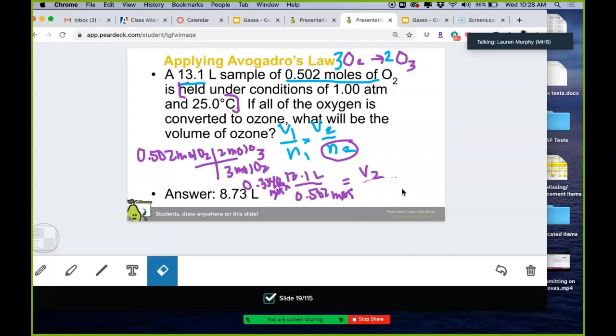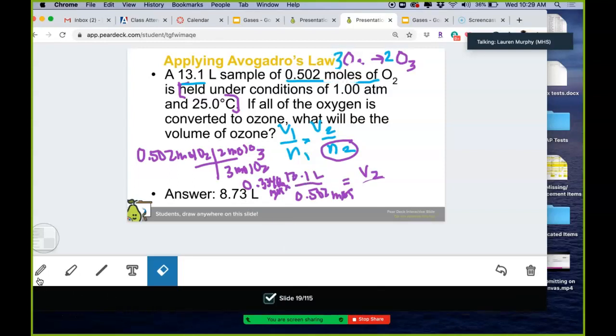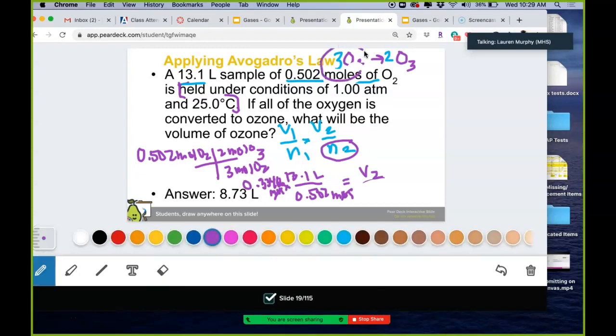for V2. So let's talk about this. The volume went from 13.1 liters and it shrunk to 8.73 liters. Well, the reason that is because in this reaction you have 3 of these guys running around. And then when it reacts, it drops to 2 moles of these guys running around. That means there's less gas in the container. Now, not by mass, but by moles.